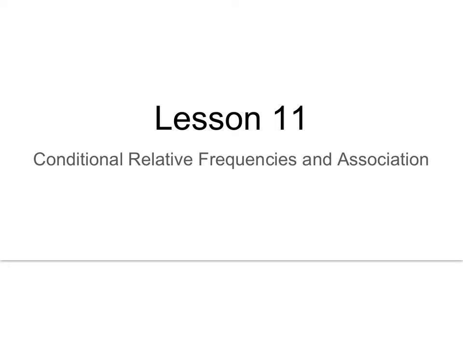Hey Algebra 1, we are now continuing on from Lesson 9 to Lesson 10 into Lesson 11, continuation of a lot of the same thing. Today we're talking about conditional relative frequencies and association. We're going to calculate and interpret conditional relative frequencies from two-way frequency tables. And then we're going to evaluate conditional relative frequencies as an indication of possible association between two variables.